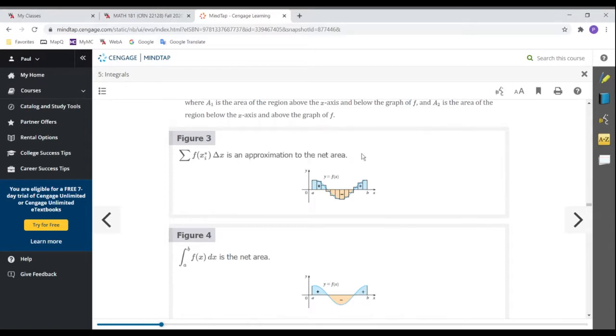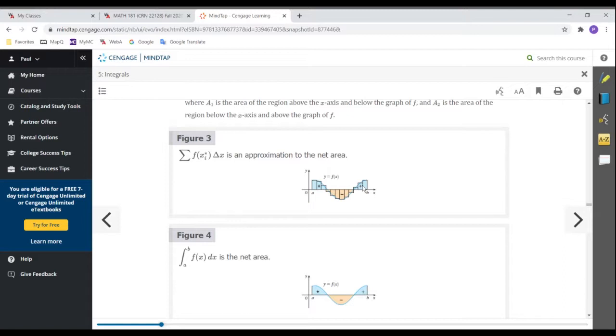What you're doing here is finding an approximation to the net area. The areas of the first three rectangles are positive, because the heights of the rectangles in figure 3 are positive. The function's positive. But the orange rectangles each have a negative area, because the function values, which determine the heights of the rectangles, are negative for the orange rectangles.